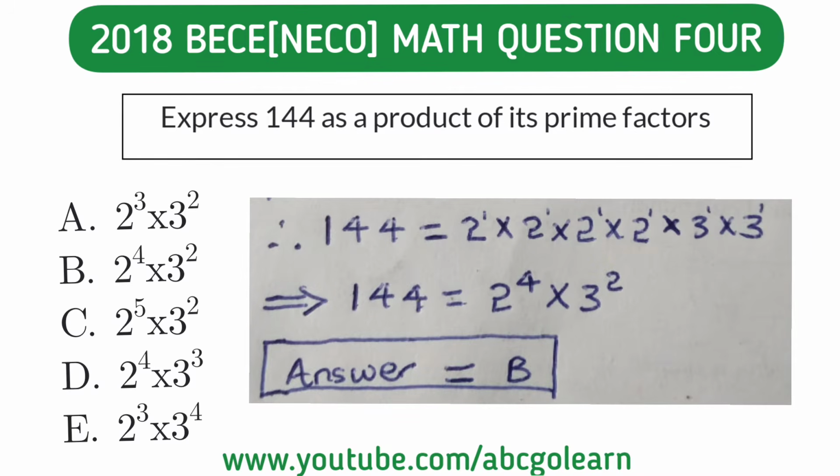You have only 2 and 3 as the prime factors, so I will look at how 2 and 3 would give me 144. If you multiply 2 in 4 places and multiply 3 in 2 places, you will get back 144. So you can just write 2 raised to power 4 times 3 raised to power 2. Checking the question, the answer is B, that's 2 raised to power 4 times 3 raised to power 2.